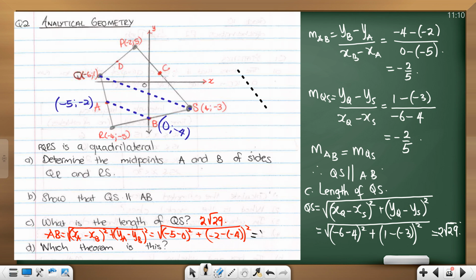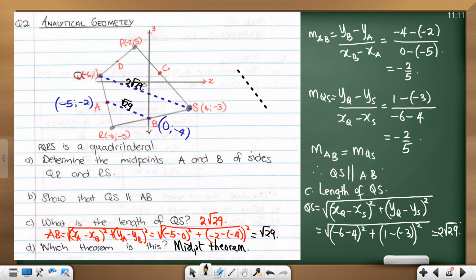Okay, so this gives me what? Root 29. And you can see what's happening here. This is simply midpoint theorem. Why? Because we got root 29 here, and we got 2 root 29 there. What is 2 root 29 divided by 2? Root 29. So here we are saying what? Midpoint theorem.